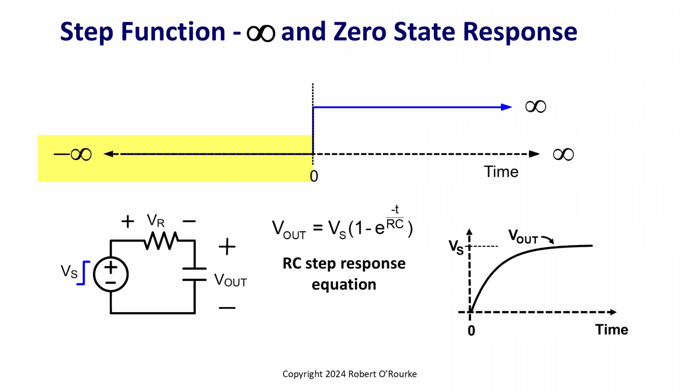The infinitely long leading zero voltage input in the step function definition corresponds to zero-state response, ZSR. Because any circuit transient voltages and currents decay to zero during the infinite time before the rising edge of the input voltage V sub s, we know that the circuit is in zero state at the time of the rising edge. ZSR means that all currents and voltages are zero when the input voltage steps up.